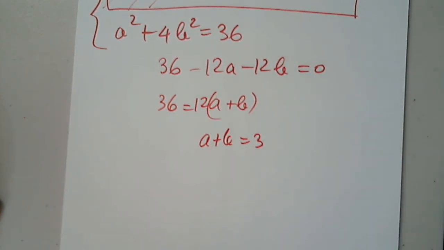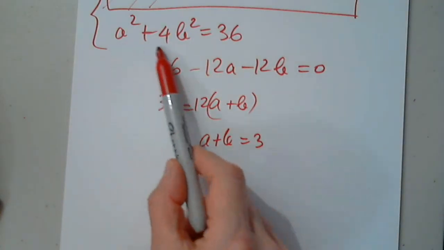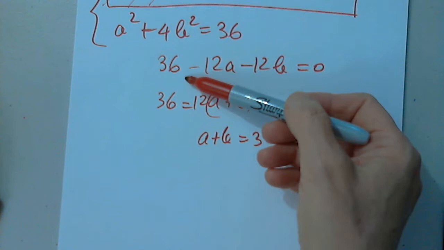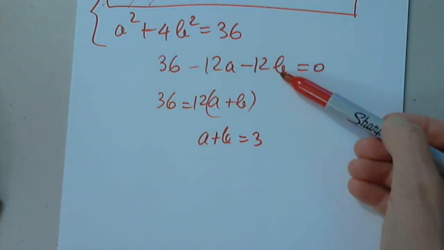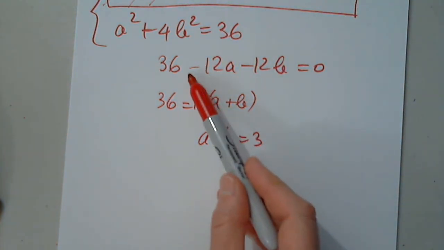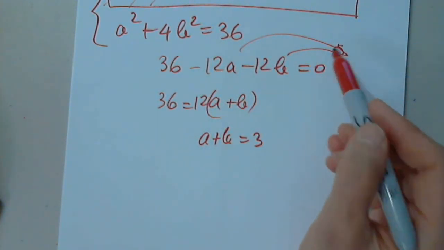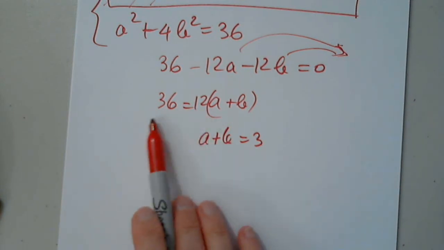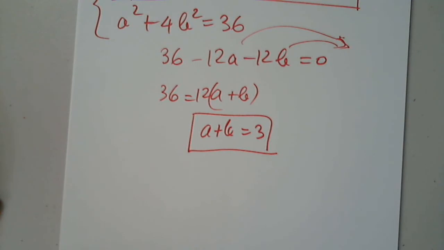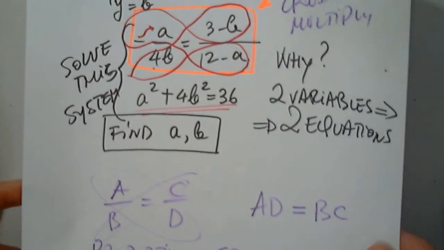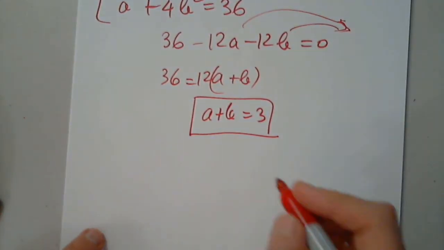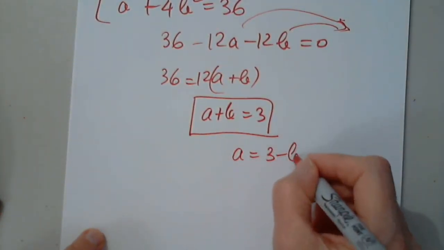So what I did, again, I realized that a squared plus 4b squared was 36. So I replaced it in the first equation, and then I moved the 12a and 12b to the other side, factoring. They were negative. When they move to the other side, they become positive. So I factor out 12. I divided both sides by 12, and I got this. Okay, so from here, I could say that a equals 3 minus b.